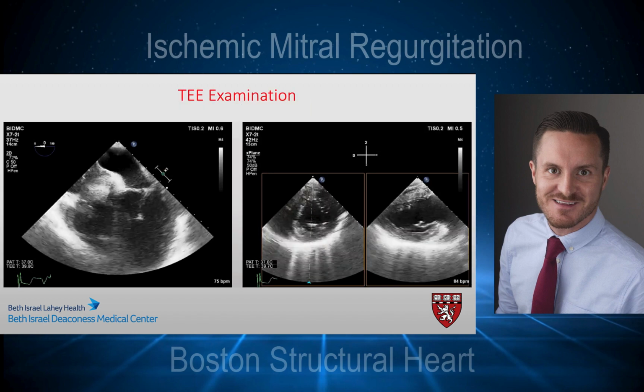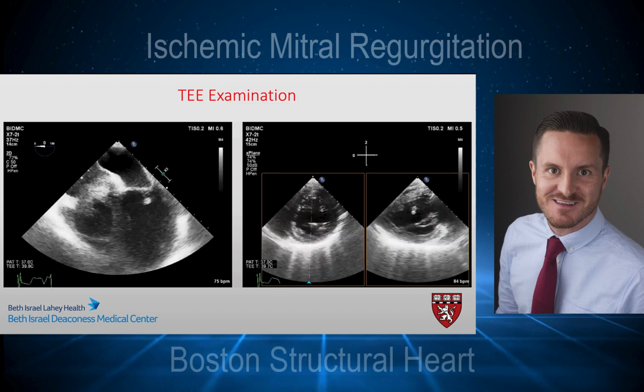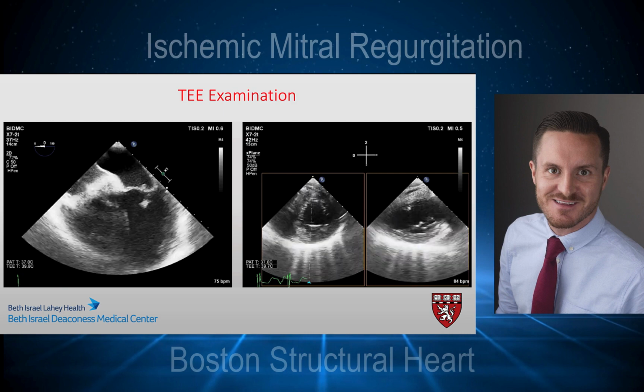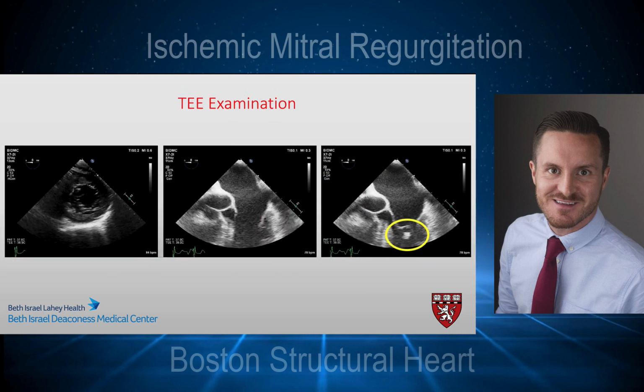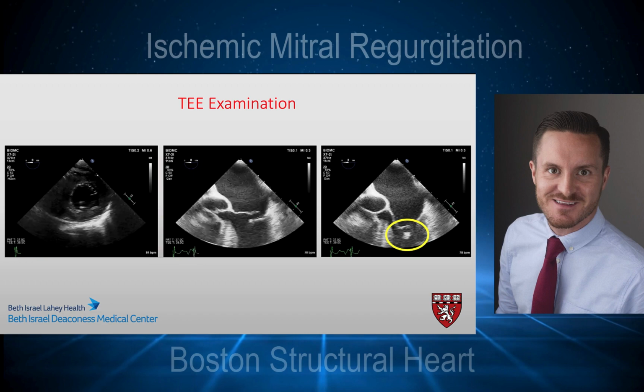On initial TEE examination of this patient, we can see that there was a rupture of the posterior medial papillary muscle, as seen in these views. And in more views, we can clearly see the ruptured papillary muscle, and there's also a flail anterior leaflet as a consequence of this ruptured papillary muscle.